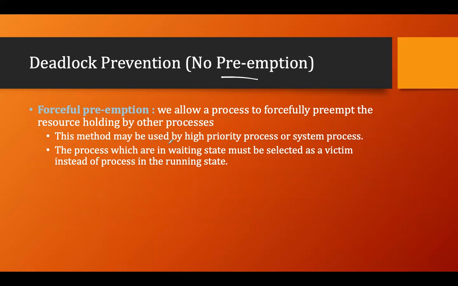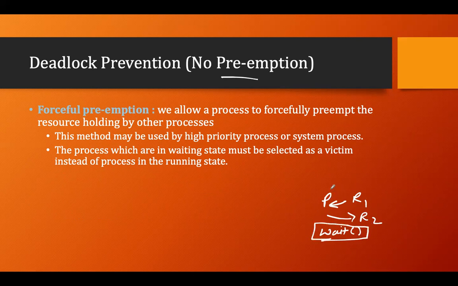This method may be used by a high priority process or system process. The processes which are in the waiting state must be selected as a victim instead of processes in the running state. So the idea behind forceful preemption is, if a process P is holding the resource R1, and right now it is requesting R2, then after requesting it will wait. So now P is in the waiting state.